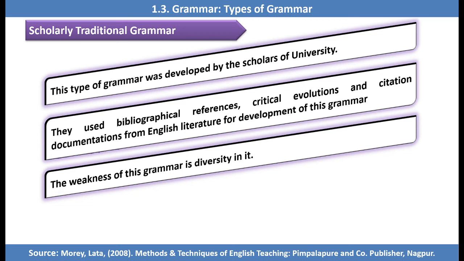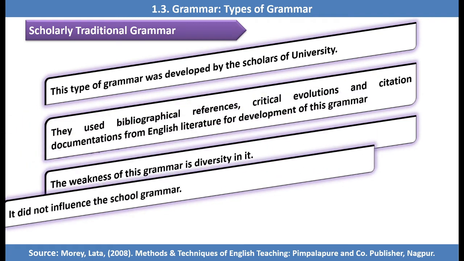The weakness of this grammar is diversity in it. There is so much diversity in this grammar. Take one example: the rules of bibliographical references. There are so many types of bibliographical references. In social sciences we use APA style, but in science we have different types. There are MLA types also. That's why there is diversity in the use of this type of grammar. So that is the weakness of that grammar.